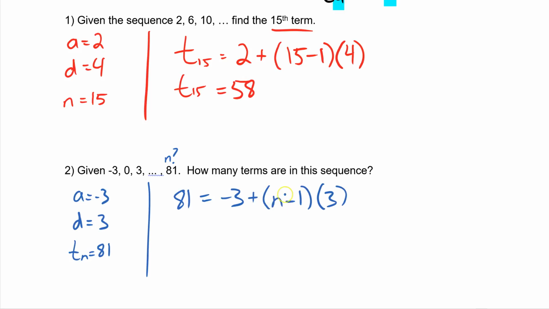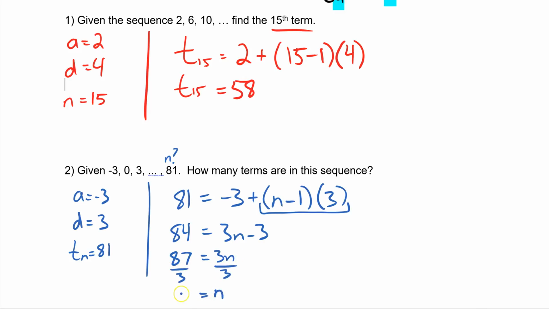Now I can just solve for my n value here. So I'm going to add that negative 3 over to the other side. So we get 84 equals, and I'm going to expand this right here. So that'll be 3n minus 3. So still going on to solve, adding that 3 to the other side. So I'll have 87 equals 3n, divide by 3. And we get an answer that n is equal to 29. So the 29th term in that pattern would be 81. So again, it's still the same formula, but now we're solving for one of the different variables.